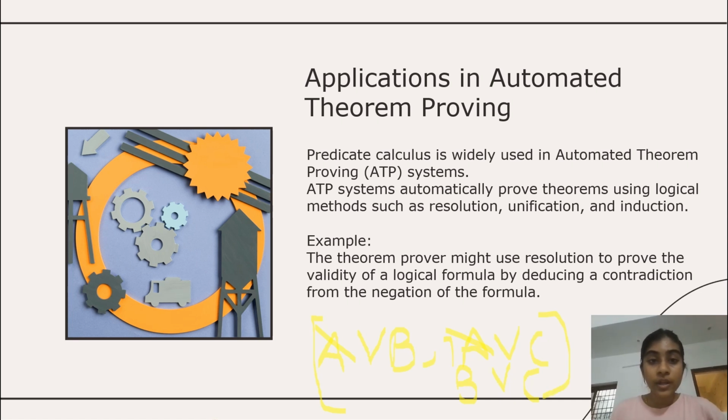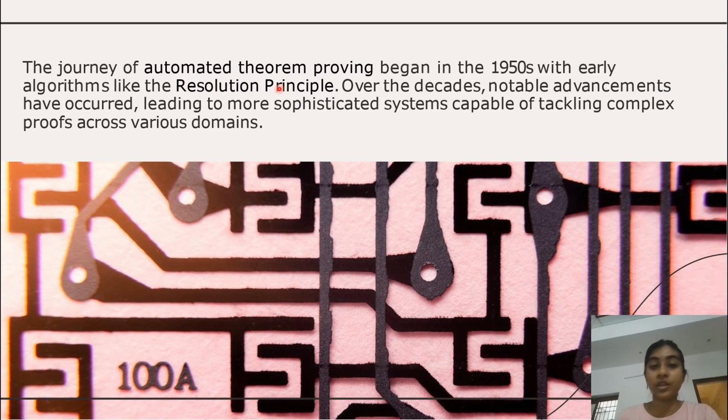Coming to unification, it matches different logical expressions, allowing us to combine them for further reasoning. Induction is used mainly to prove statements about integers, and it is essential for mathematical proofs. By connecting to predicate calculus using predicates and quantifiers, ATP systems can handle proofs involving complex relationships.